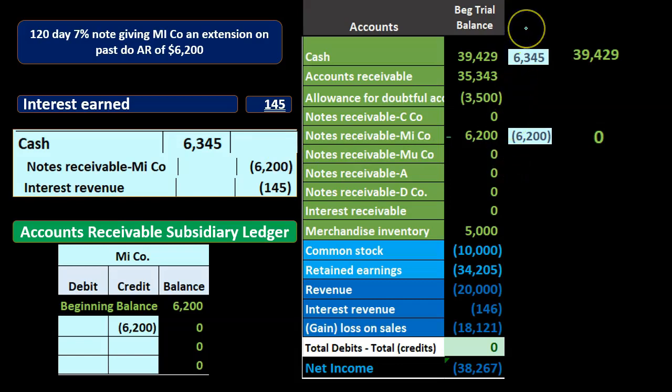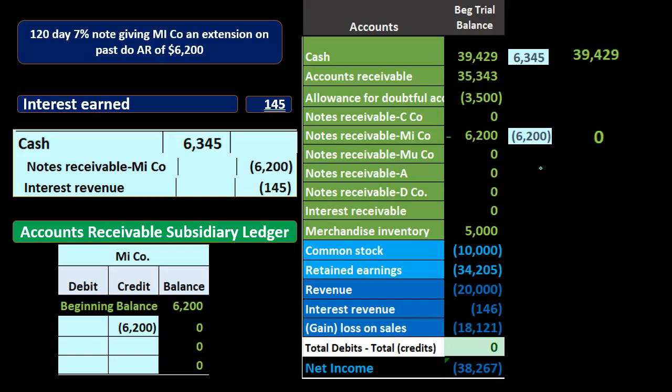A nice worksheet format is a good way to see this rather than having the GL and post into the GL, because this gives us a quick view of these accounts, allows us to stay in balance after we record it and see what happened here very quickly and easily.